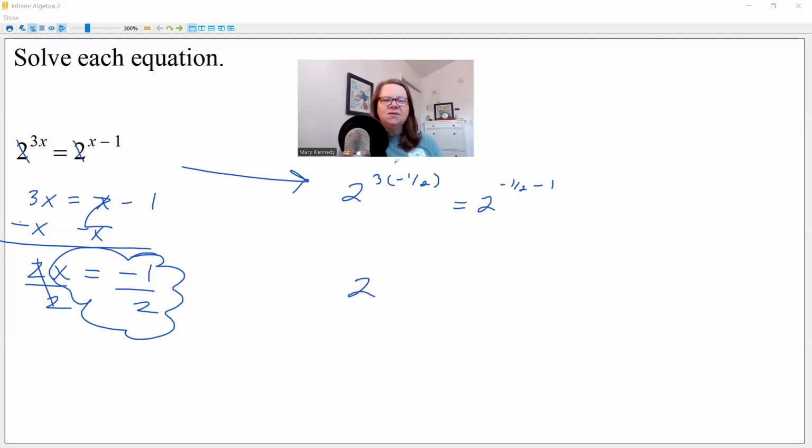So 2 to the 3 times -1/2 is -3/2, or -1.5, however you want to think of it. And then -1/2 minus 1 is -1.5, which is -3/2. So same thing on both sides.